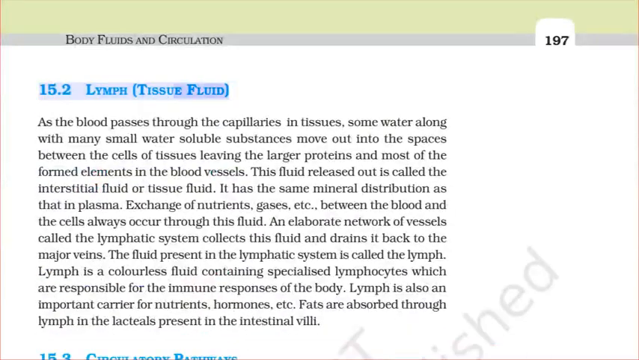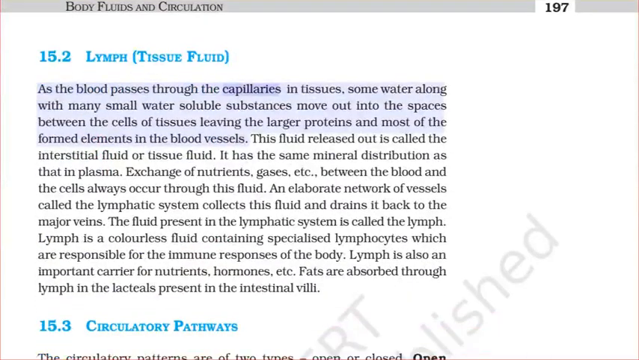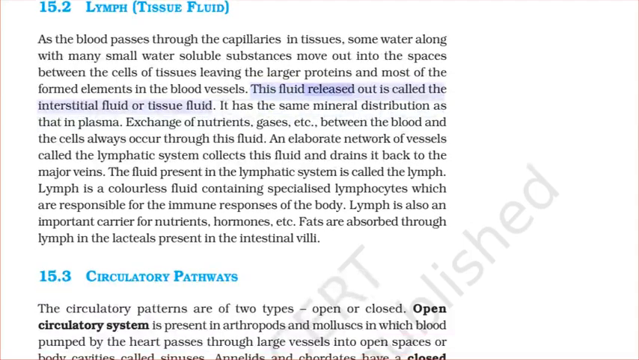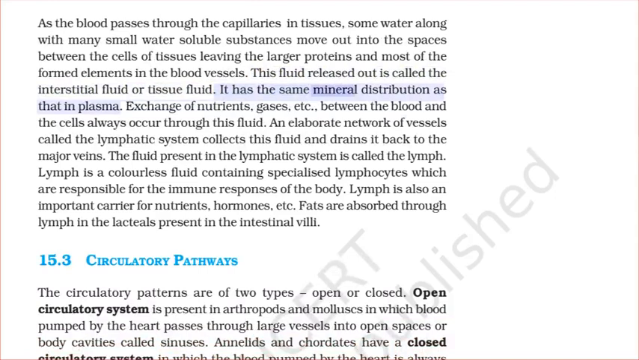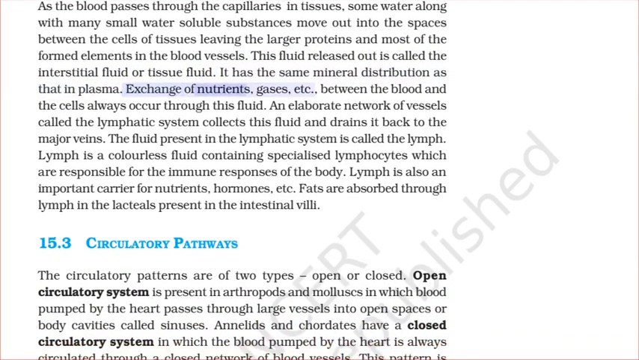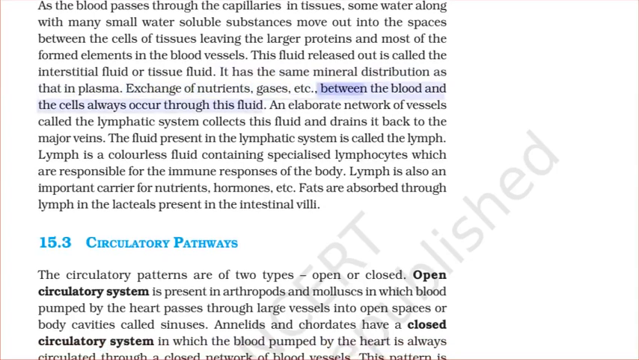Lymph, tissue fluid. As the blood passes through the capillaries and tissues, some water, along with many small water-soluble substances, move out into the spaces between the cells of tissues, leaving the larger proteins and most of the formed elements in the blood vessels. This fluid released out is called the interstitial fluid or tissue fluid. It has the same mineral distribution as that in plasma. Exchange of nutrients, gases, etc. between the blood and the cells always occur through this fluid.